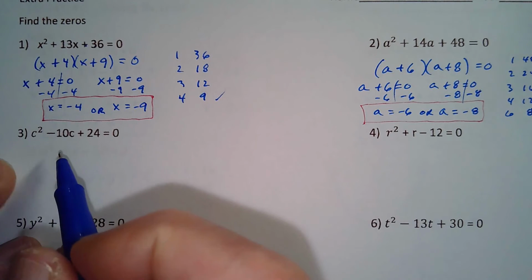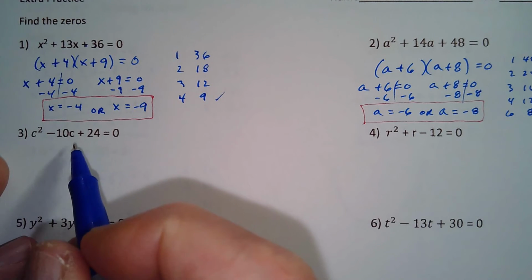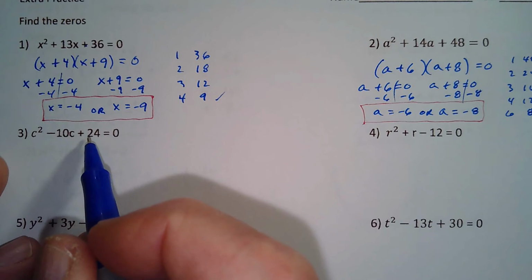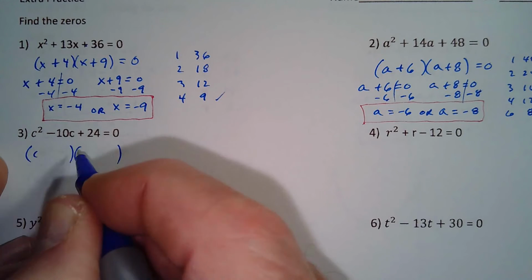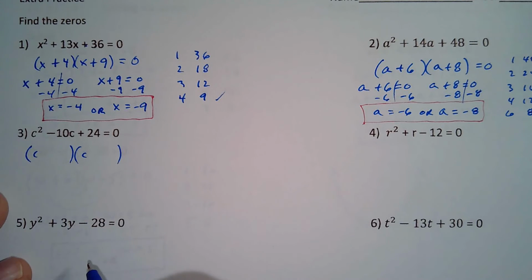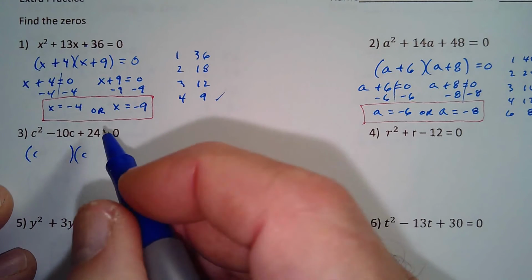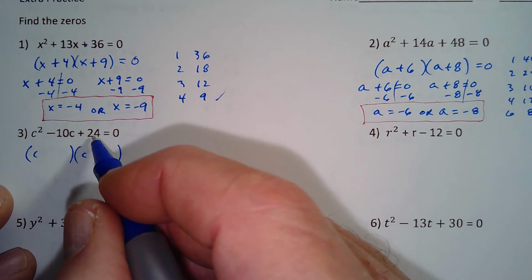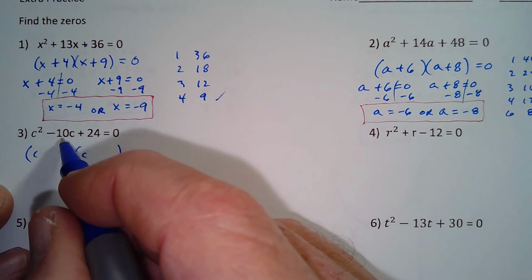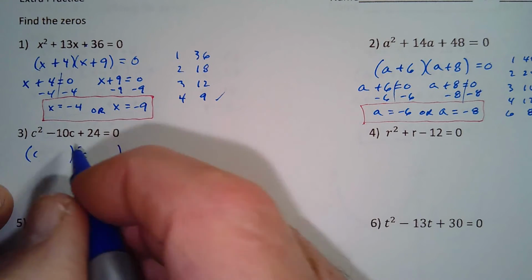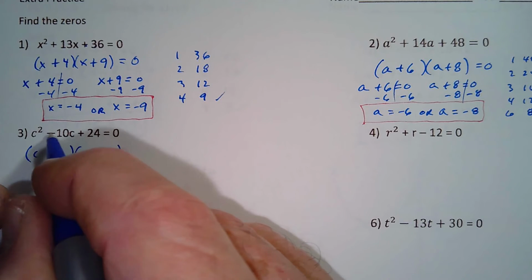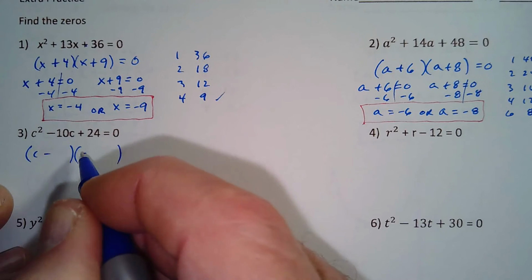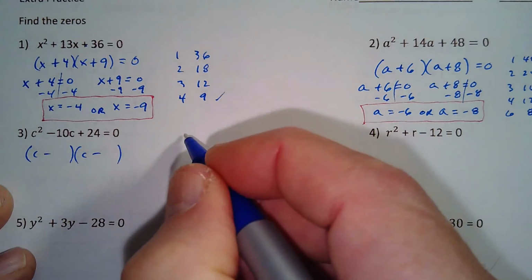All right, so now I've got a positive 24 here. I've got c's for my variables, so I'll put those in those first two spots. And now I'm thinking, what times 24 is going to make 10 when I add them up? This is positive 24, and this is a negative middle term here, so that means they're both negative numbers. And so now I do my list here.